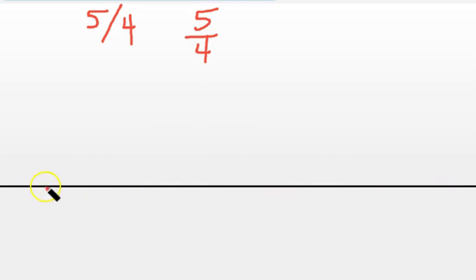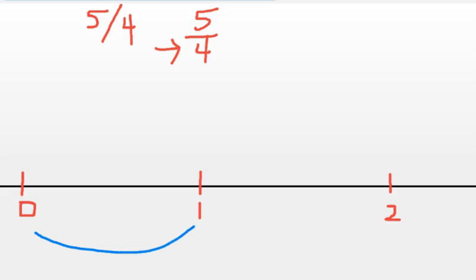So I'm going to show you how I would start right here. This would be my 0, okay? And then I'm going to put a 1. And I'm going to put a 2, okay, because that's the spaces that I have. All right, now notice because my denominator is a 4, that means that I need to divide my parts into 4 parts. So in between my 0 and my 1, I need to have 4 parts.